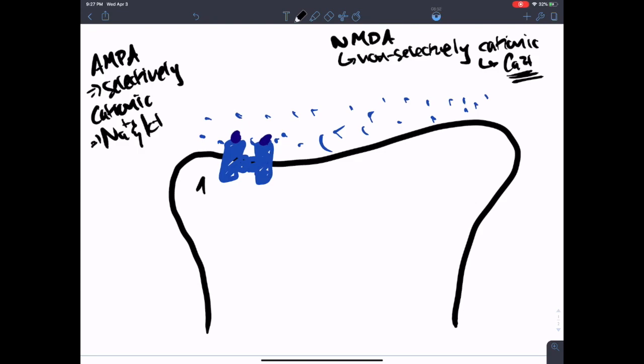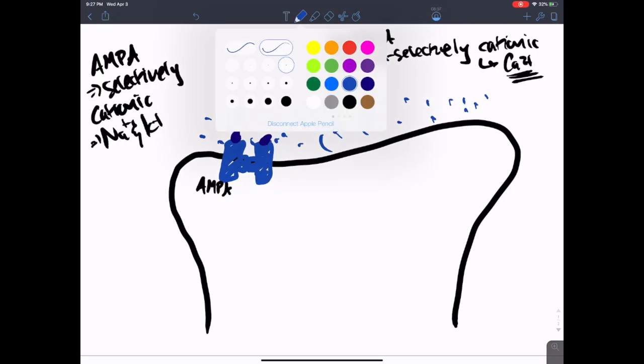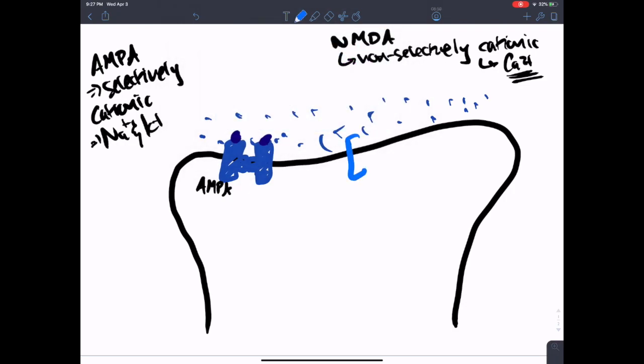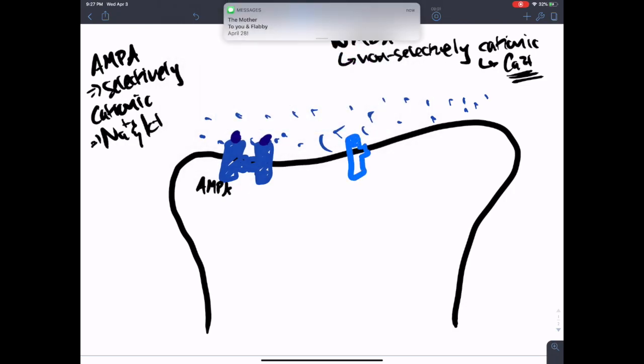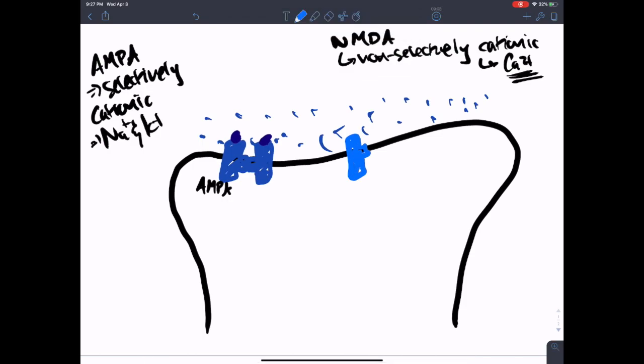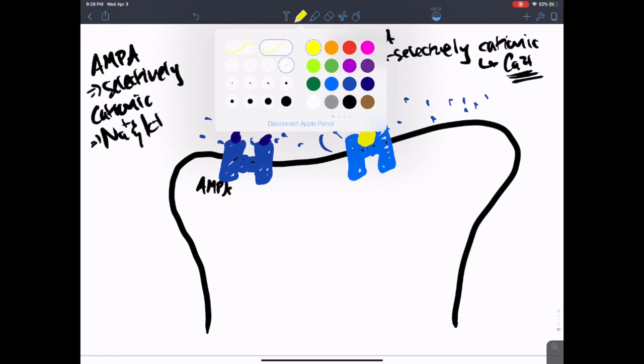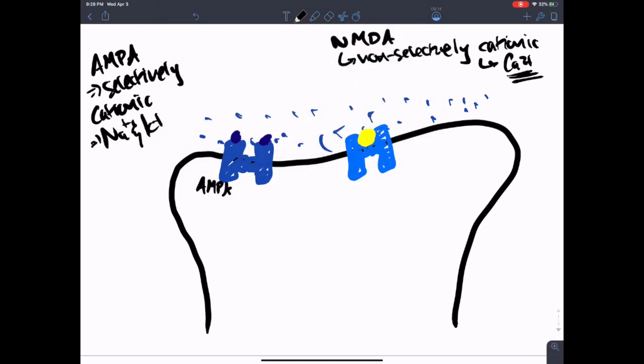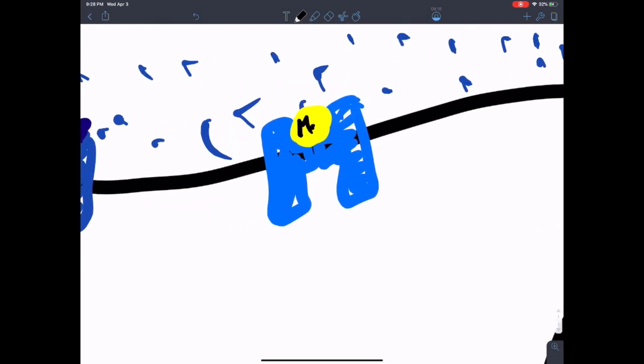So if this is our AMPA receptor, this is our NMDA receptor. I'll draw it in a different color right here. So the major structural difference here is the fact that NMDA receptors have within them a magnesium ion that acts as a voltage sensor. Magnesium.